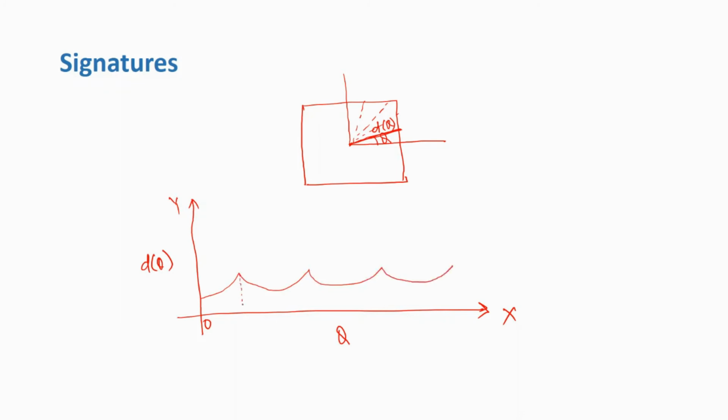And these peaks are nothing but 45 degree, 90 degree, 135 degree, and so on. This theta will vary from 0 degree to 360 degree. This will also give me a feature of the shape.